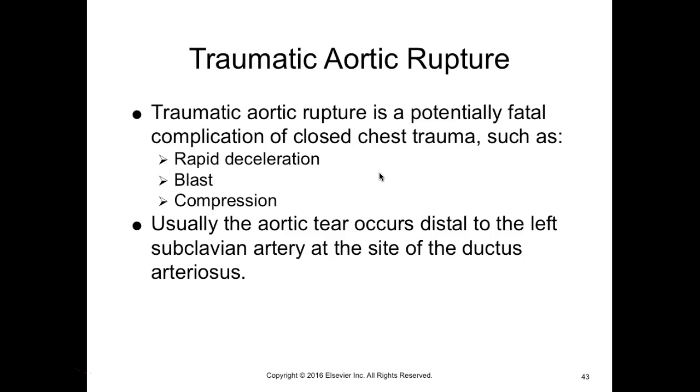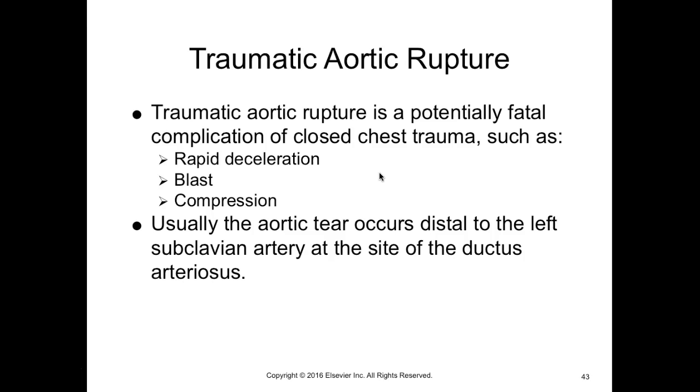So, which leads us into the traumatic aortic rupture. A lot of people, this is what they die from in MVAs or any kind of fall. This is what's usually happened. So the traumatic aortic rupture is a potentially fatal complication of a closed chest trauma, such as rapid deceleration, like in an MVA. You have the seatbelt on, and the rapid deceleration can tear the aorta.